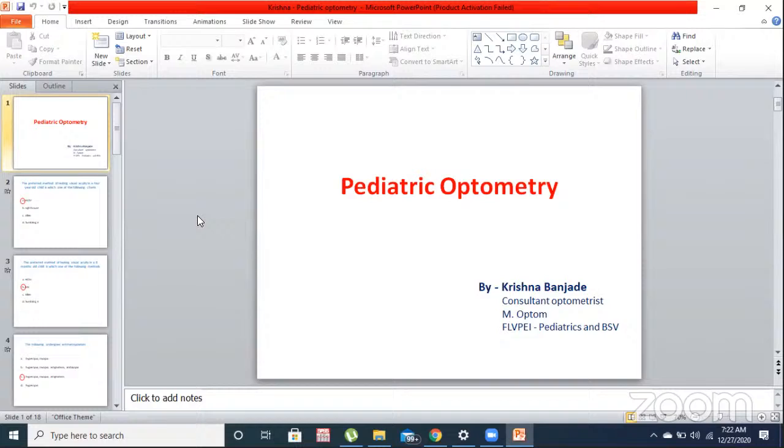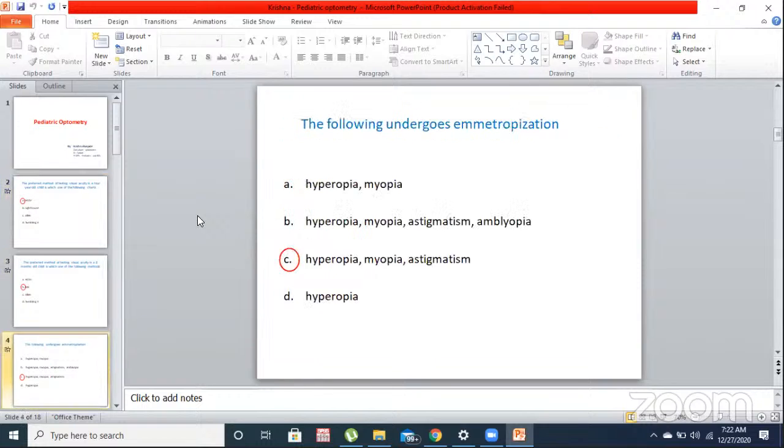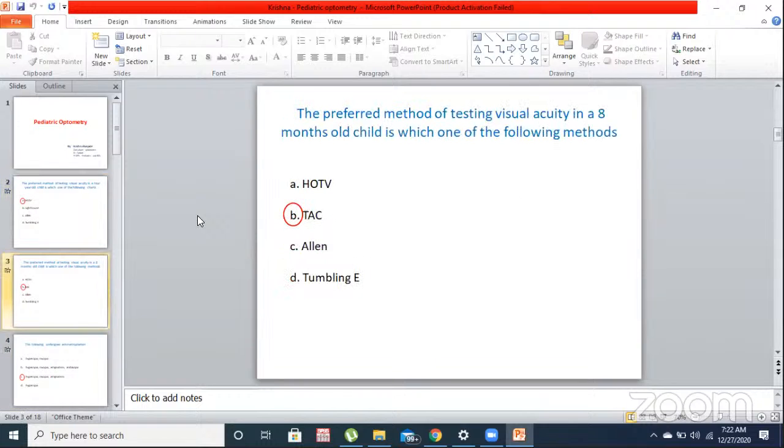Regarding other things, any important thing I have to ask. The HFTV task, you know, right? The mirror image is the same, and because of that reason you are using HFTV. Then the preferential looking test is very important.